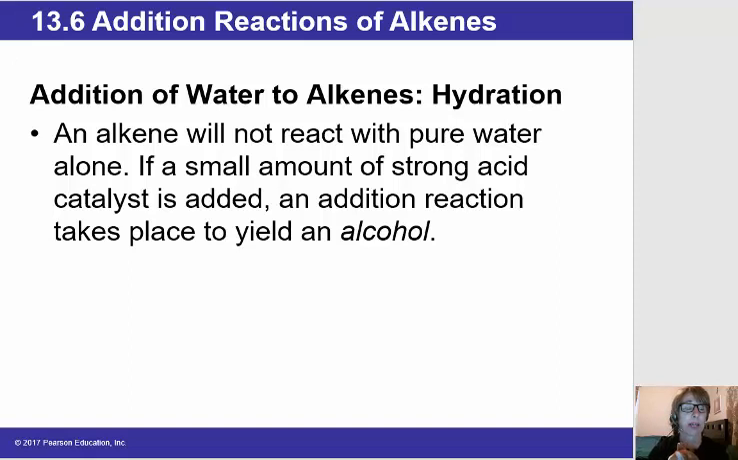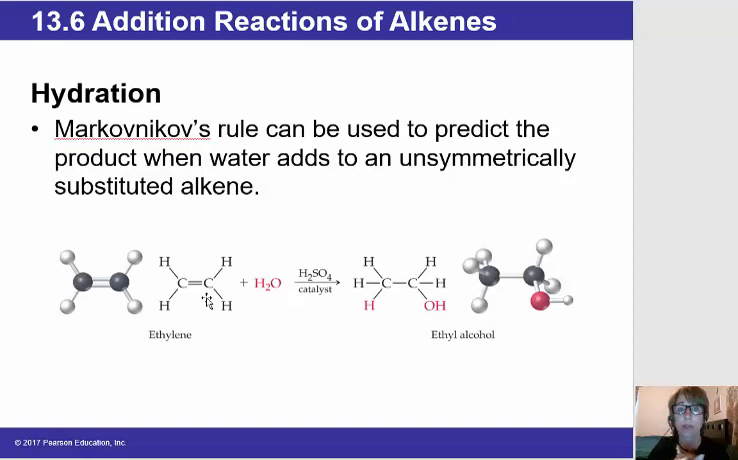And if we look at this slide, we see the simplest alkene right here, which is ethylene, and when we add water to it, the catalyst is written above the arrow. So we'll always see that catalyst, and a catalyst is a chemical that is not used up during the chemical reaction, but it allows it to occur much more quickly.